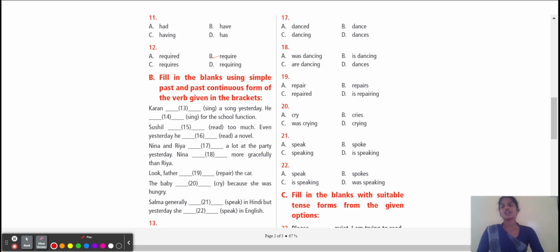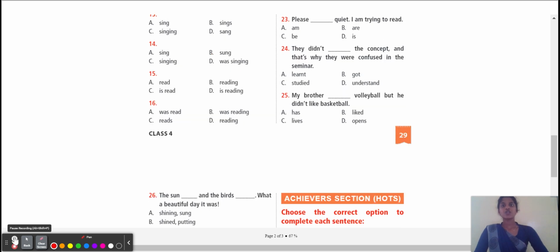Okay, look at the thirteenth question: Karan dash sing a song yesterday. Here we should change sing to the past form. Here the past form of sing, you should memorize the verb forms: sing, sang, sung. I already told you, here the correct option is sang. Why? Because sing, sang, sung.